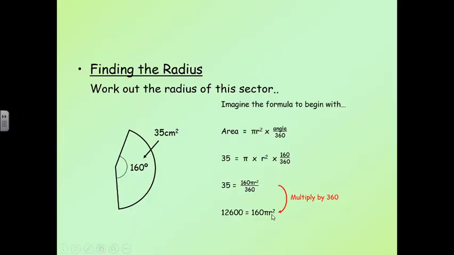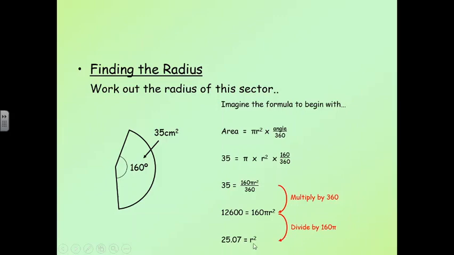Now similar to the last example, I'm going to divide both sides by 160 pi because I want r squared on its own. My goal is to get r squared on its own and eventually just r. So I'm going to divide by 160 pi. When I take 12,600 and divide it by 160 pi, I should get 25.07.